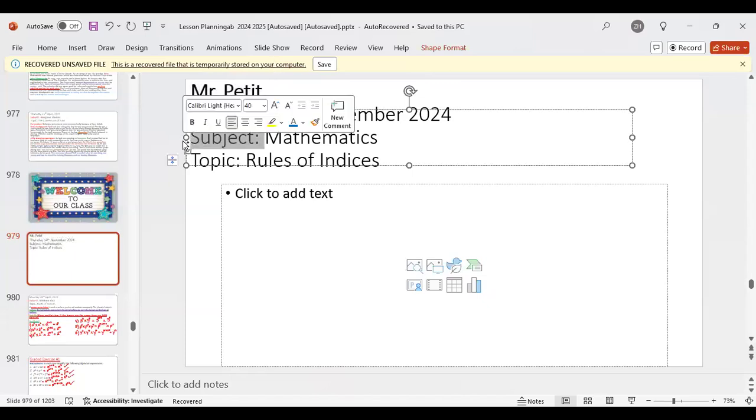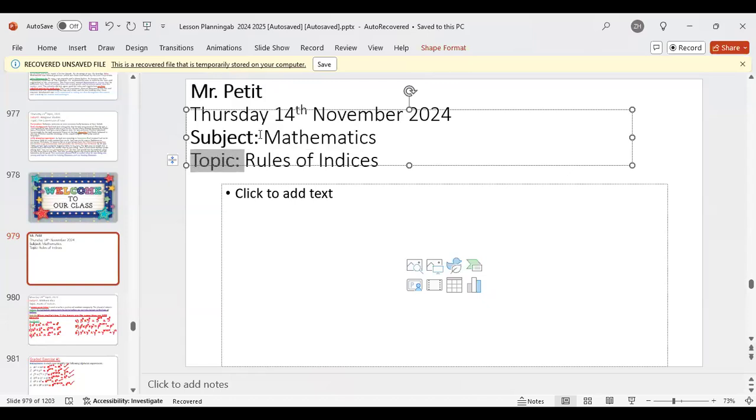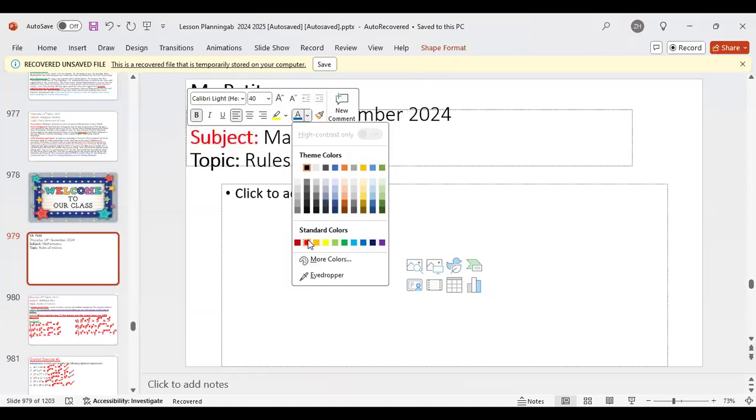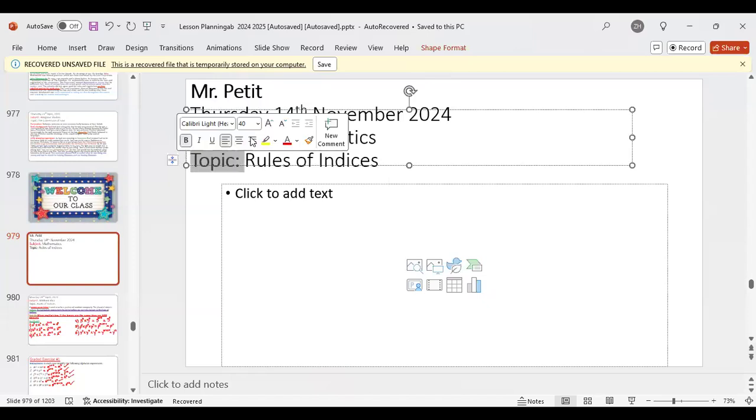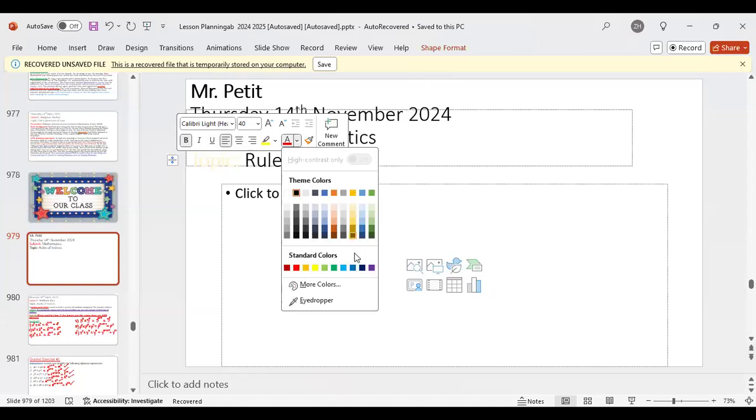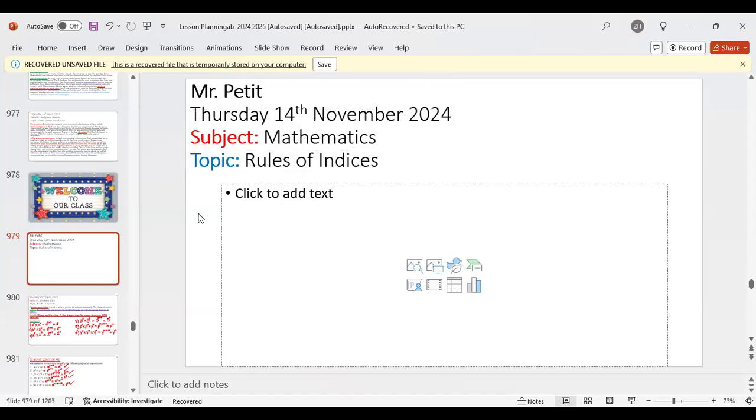So we already finished with all that stuff. We finished with mean, median, and mode, measures of central tendency. So now we're going to be looking at rules of indices.